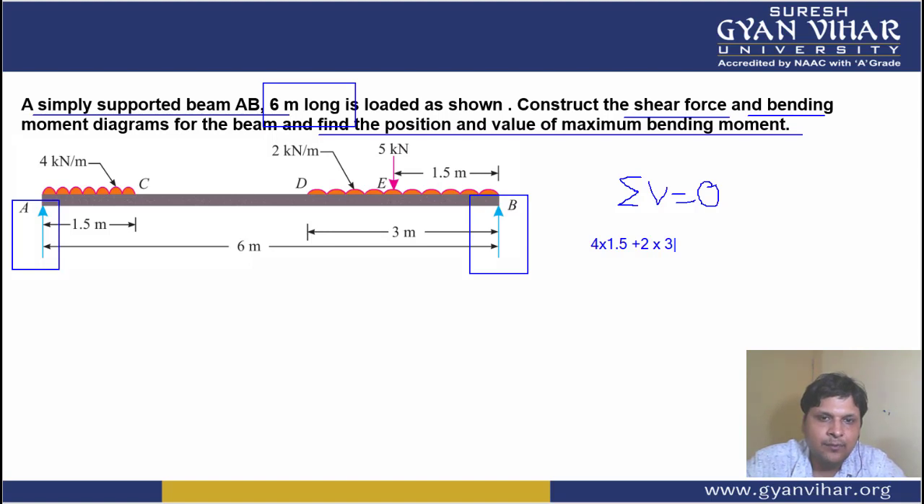Then after, we have a point load of 5 kilonewtons. Add to it the point load of 5 kilonewton, and this will be equal to the forces which are going upwards, that is the reaction forces. So what are the reaction forces? Ra plus Rb.